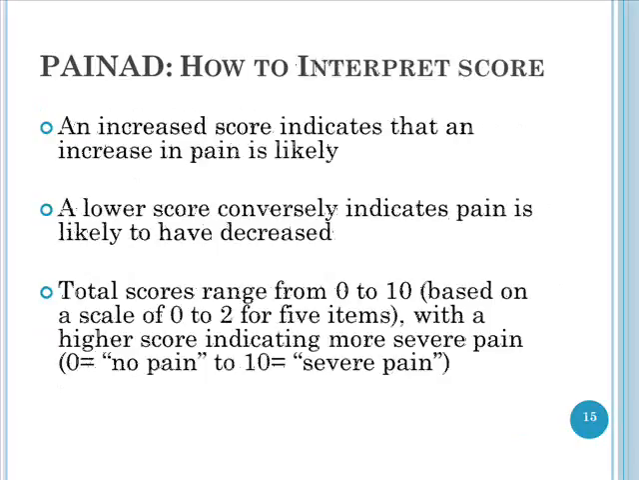Interpreting the PAIN-AD score is relatively simple. Looking at increases or decreases in the numbers of behaviors or the intensity of those behaviors suggests that pain is increasing or decreasing, or more severe or less severe. So it's a very helpful way, with a few key behaviors, to monitor and track changes in behavior over time.